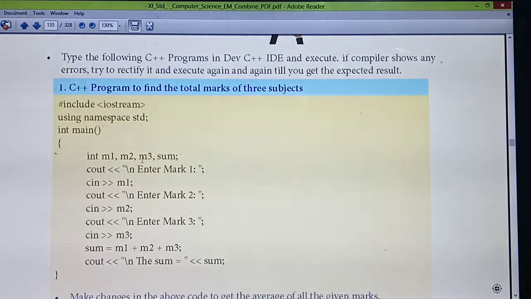Understand? How many marks are you going to enter? 3. What are they? m1, m2 and m3. You are entering 3 subject marks, so 3 variables: m1 for the first mark, m2 for the second mark, m3 for the third one. Next, you are going to add these 3 marks and store the result in which variable? sum. Understand why you are mentioning 4 variables? 3 variables for entering marks, and the fourth variable is for storing the value of the sum.